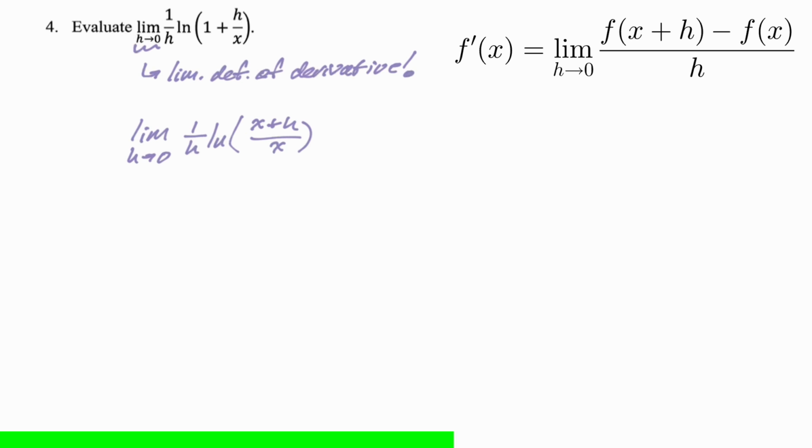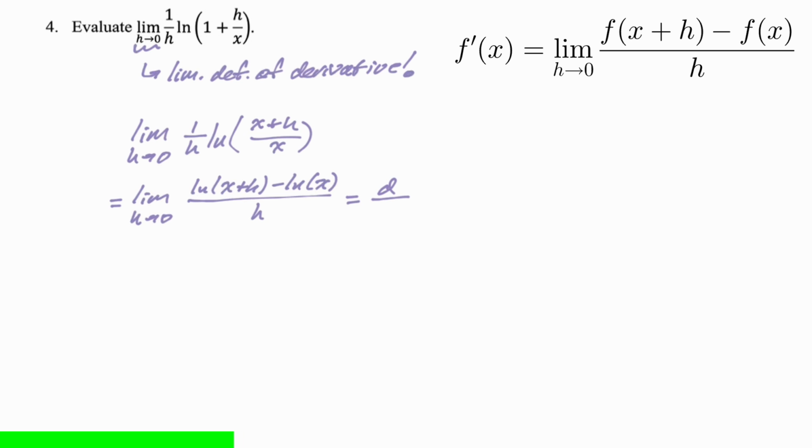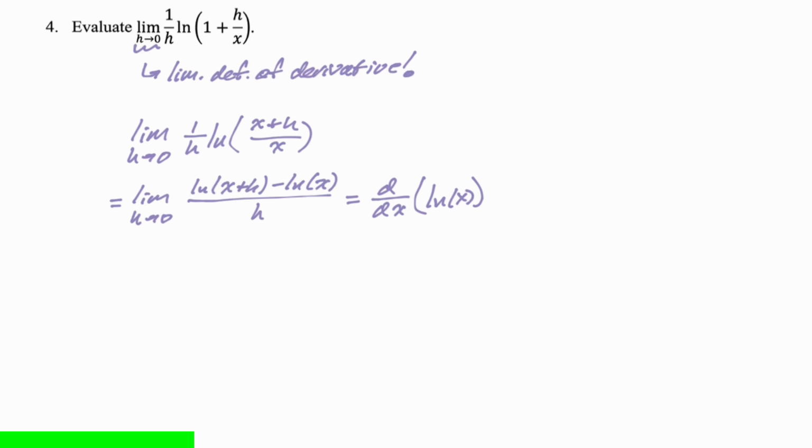Now what I'm going to do is use a property that division within the log becomes subtraction between logs. So we're going to have the limit as h approaches 0 of the natural log of x plus h minus the natural log of x, and then over h. This is the limit definition, right? So it's f of x plus h minus f of x over h, which means f of x is natural log of x. We're finding the derivative of natural log of x. That's all we're doing in this problem. And then that answer is going to be 1 over x.